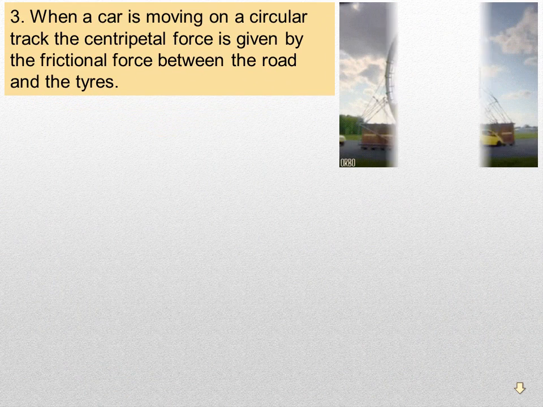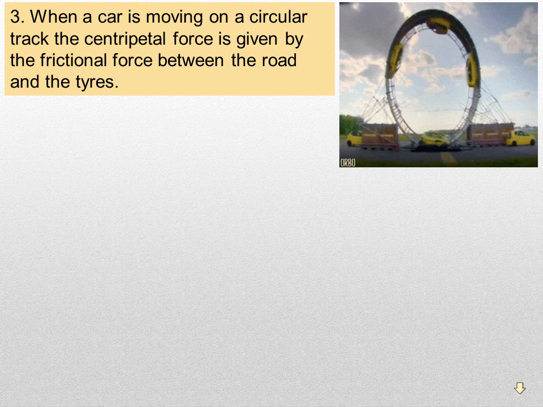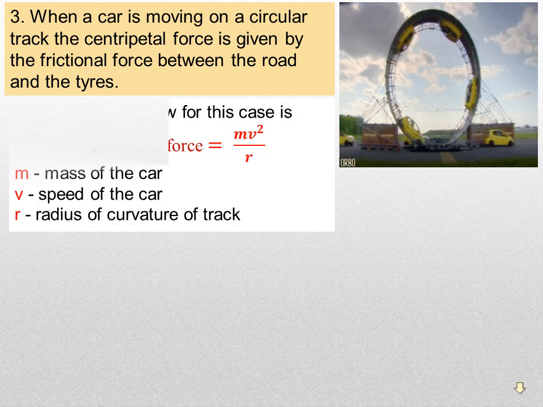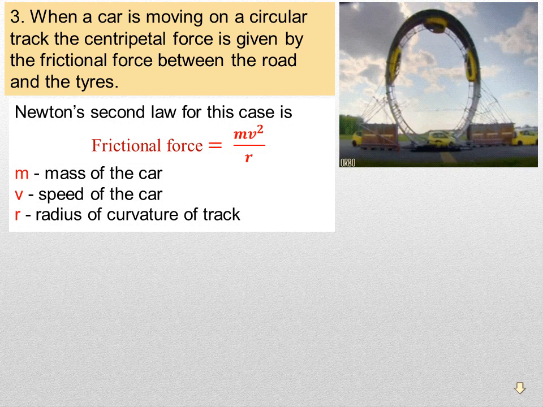The third one, when a car is moving on a circular track, the centripetal force is given by the frictional force between the road and the tires. And then in Newton's second law, in this case, the frictional force is equal to mv square by r. Here, m is the mass of the car, v is the speed of the car, and r is the radius of curvature of the track.